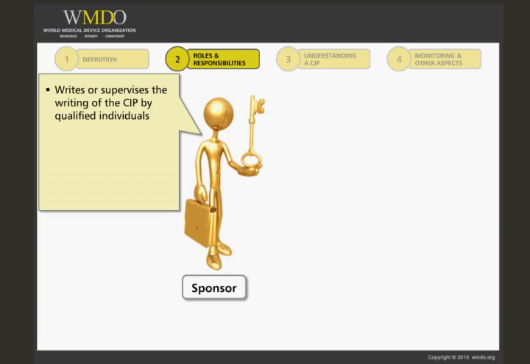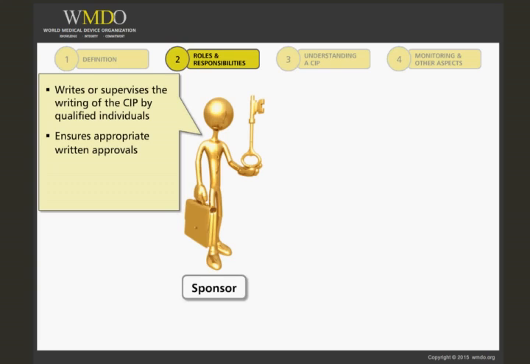A clinical investigation plan needs to be reviewed by all parties involved. Who are they? First of all, we have the investigators, who will have to comply with the requirements outlined in the document once they agree to participate in the clinical investigation. Other parties are the biostatistician, regulatory functions at the sponsor, and, when appropriate, the sponsor's management.